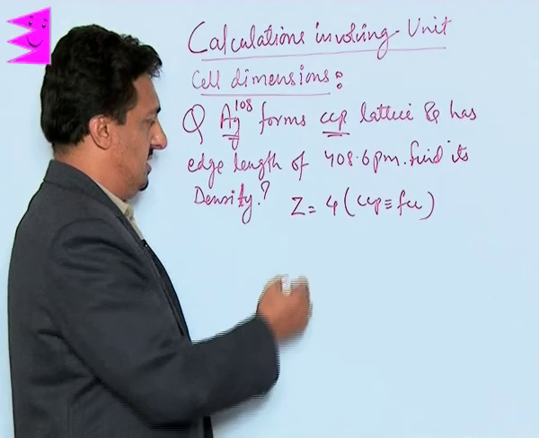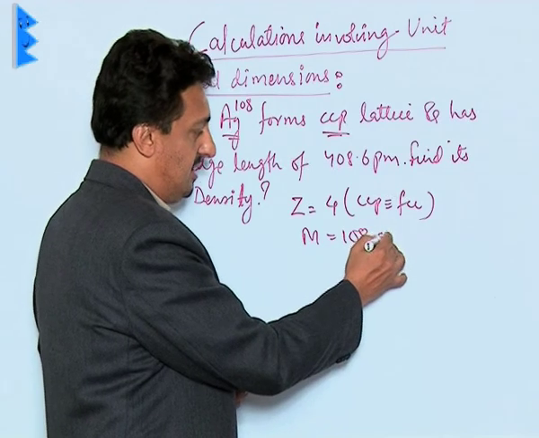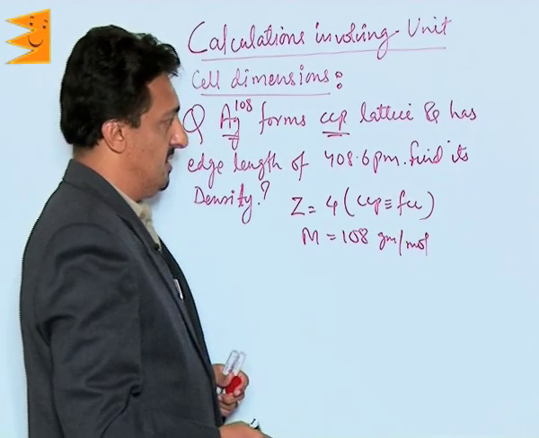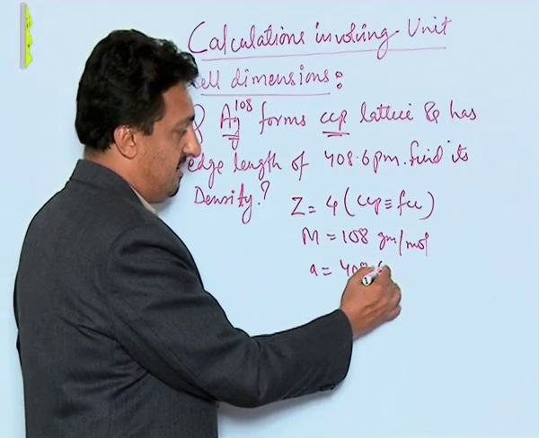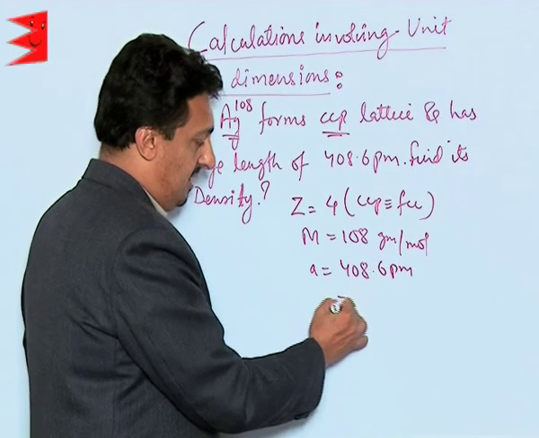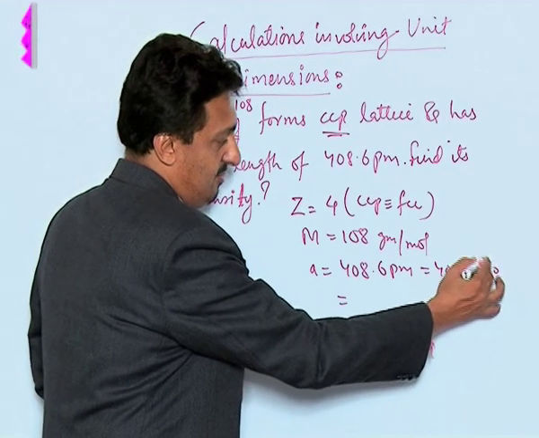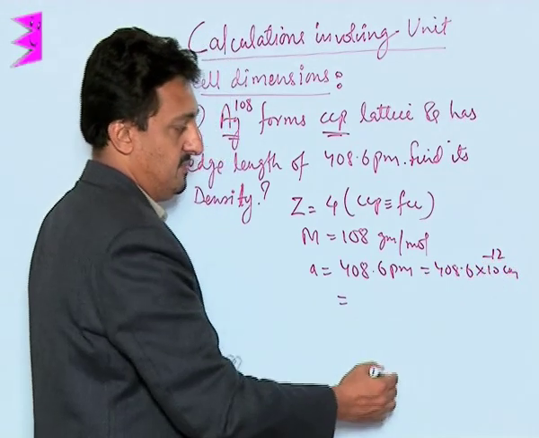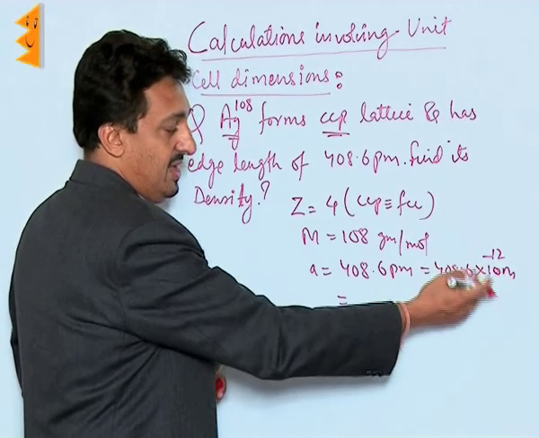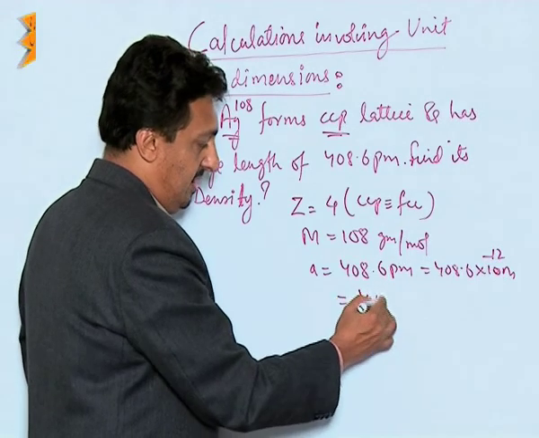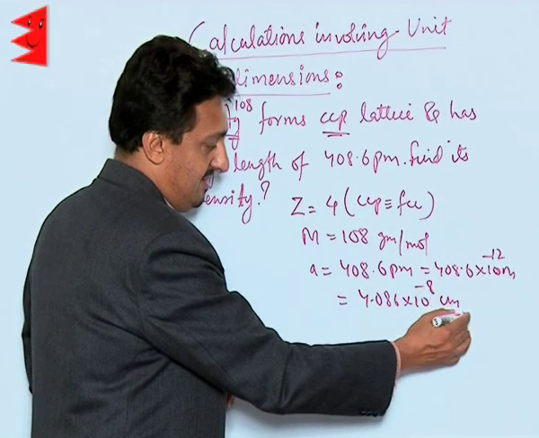Second information: the atomic mass is 108, which will be grams per mole. Then the edge length is given to us as 408.6 picometer. We can write it as 408.6 into 10 to the power minus 12 meters, since pico is 10 to the power minus 12. We can change it into centimeter, and then it will be 4.086 into 10 to the power minus 8 centimeter.